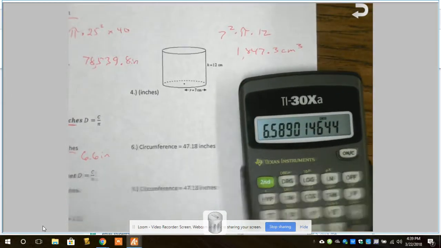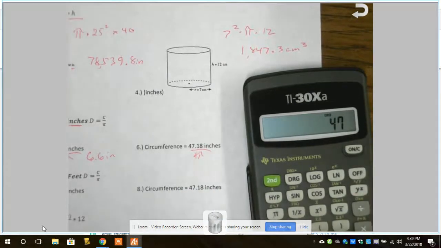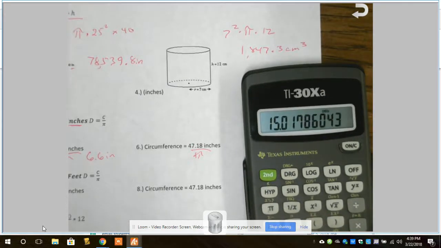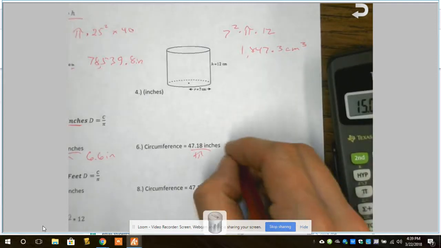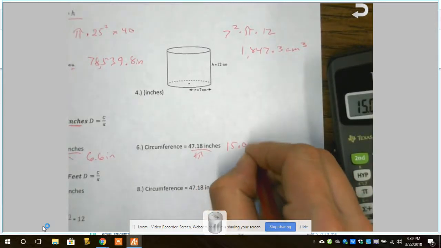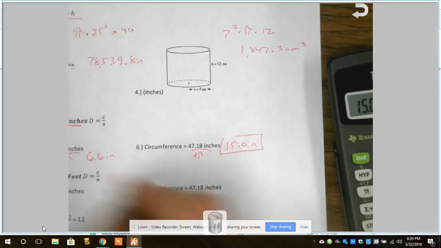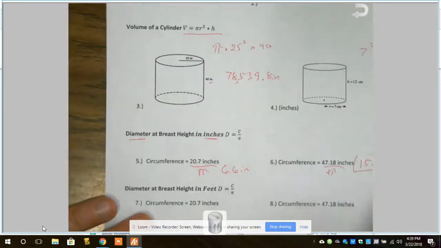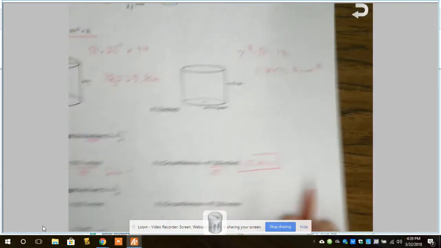Then this one over here, I'm going to divide this by pi. So I have 47.18 divided by pi equals. I end up with 15.01, so that's 15.0 inches. It's going to be the diameter, because I'm looking for the diameter in inches right here. So this is how I get 15.0 inches.